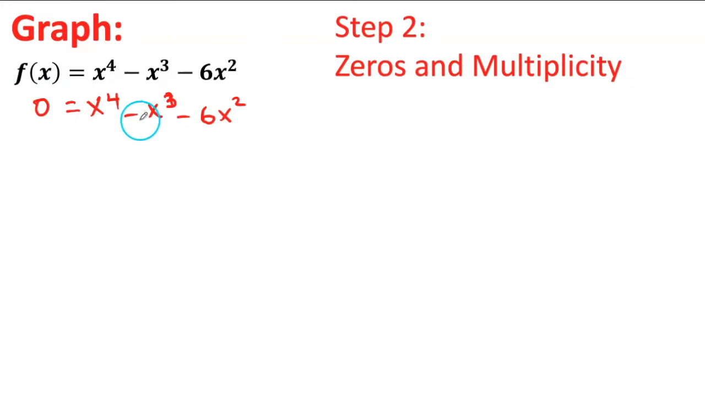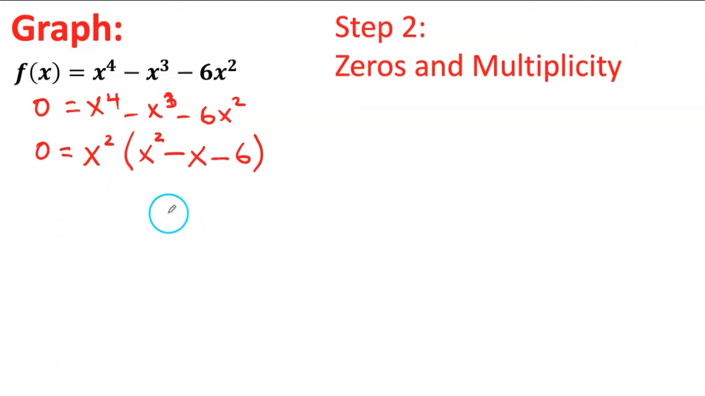I see that I have a common factor of x squared. Factoring out x squared: x^4 divided by x squared gives x squared, minus x cubed divided by x squared is x, minus 6x divided by x squared, the x is cancelled. Don't forget the 0. I already have the factor.